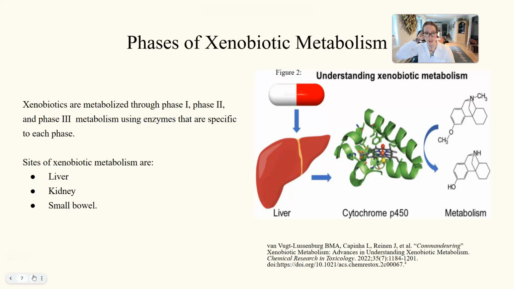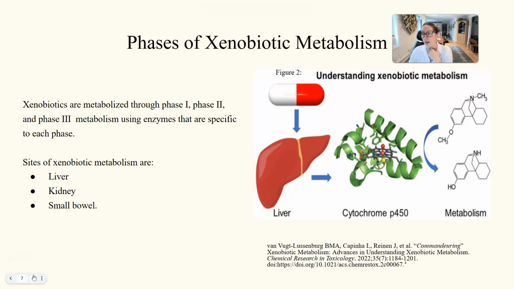Phases of xenobiotic metabolism. Xenobiotics are metabolized through phase 1, phase 2, and phase 3 metabolism using enzymes that are specific to each phase. Sites of xenobiotic metabolism are the liver, the kidney, and the small bowel.